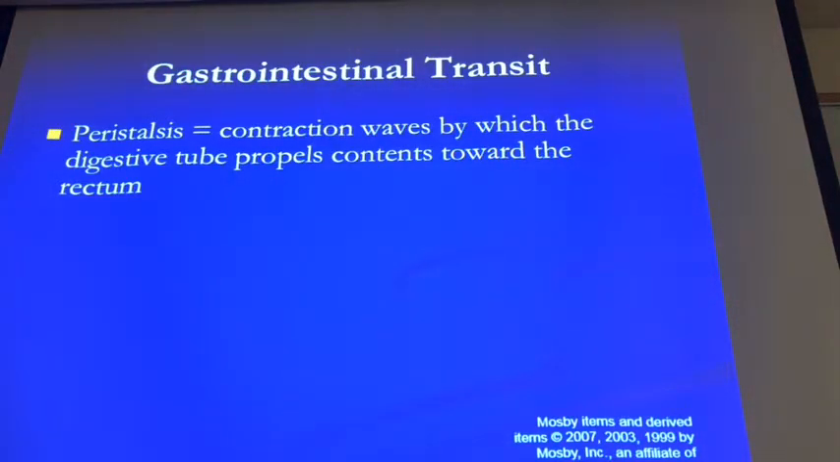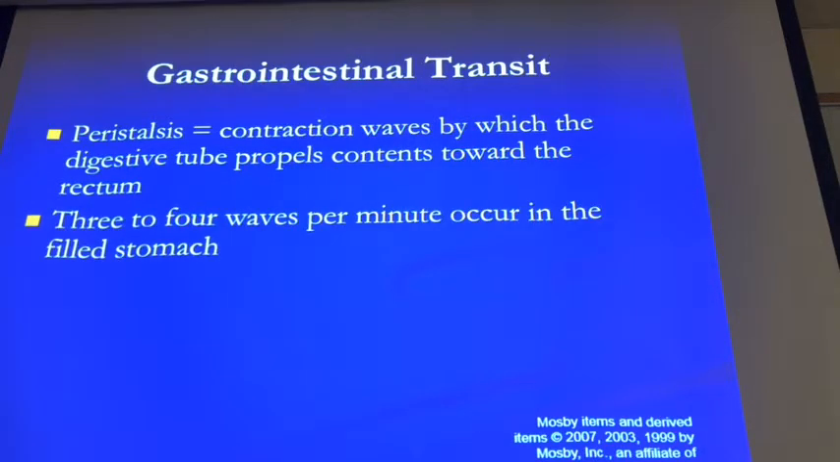Gastrointestinal transit is all done because of peristalsis. These are waves that move intestinal content from point A to point B. Three to four waves per minute occur in the filled stomach. So as the stomach is filled, on most patients, not everyone is the same. Sometimes it will take longer, sometimes it will take less.